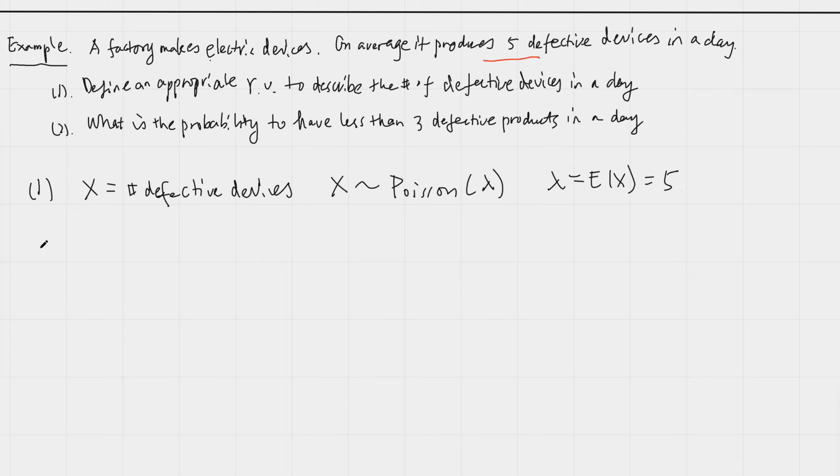Now the second question is the probability to have less than 3 defective devices. So we want to calculate the probability x is less than 3. If x is less than 3, x has 3 possible values. x could be 0, x could be 1, and x could be 2.